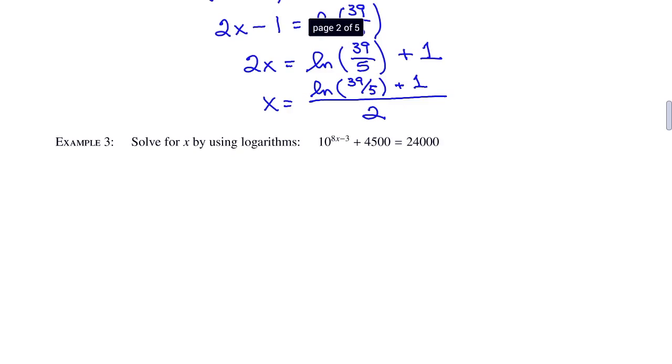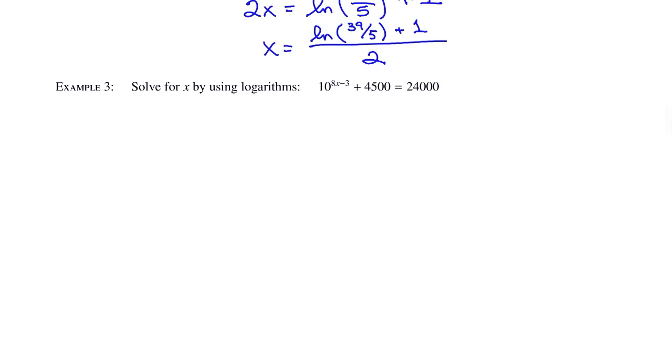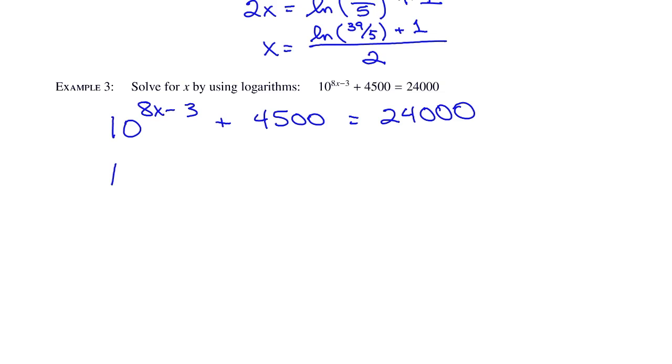Let's look at example 3. Solve for x using logarithms. So let me rewrite the equation. It's 10 to the 8x minus 3 plus 4,500 is equal to 24,000. Let's start by moving the 4,500 to the other side. Subtracting that from 24,000 leaves me with 19,500.